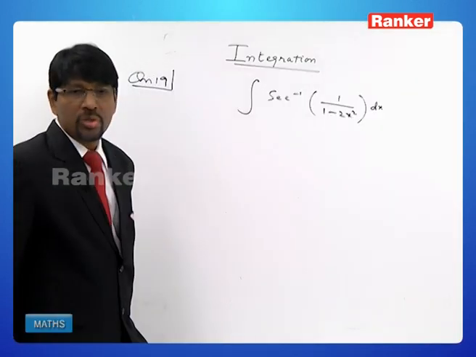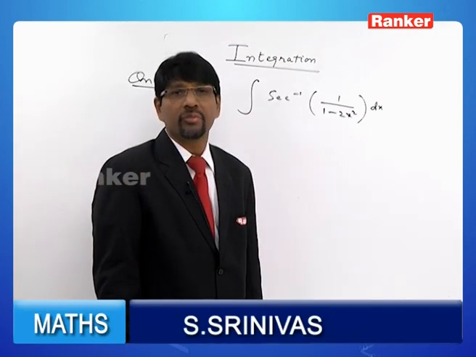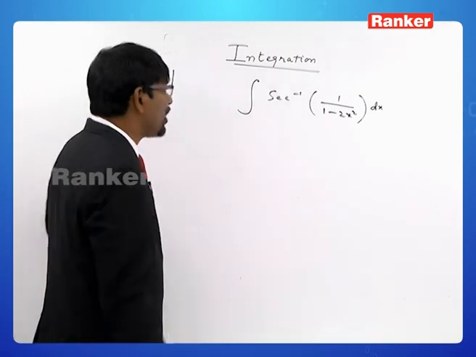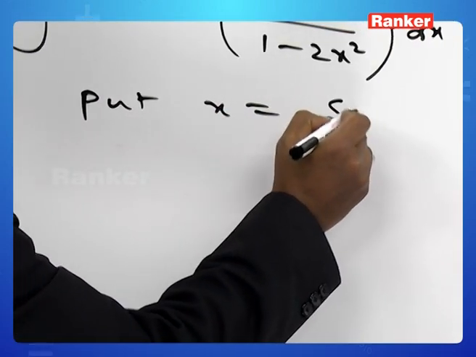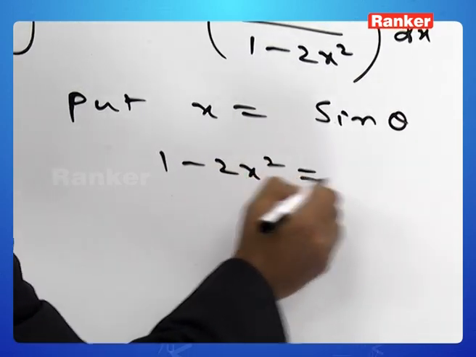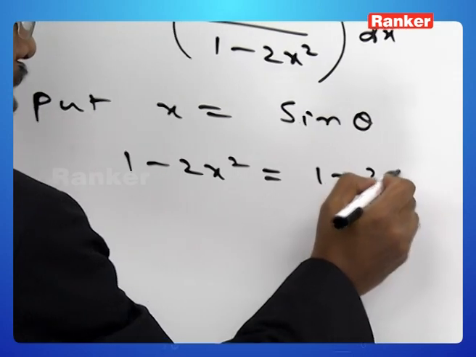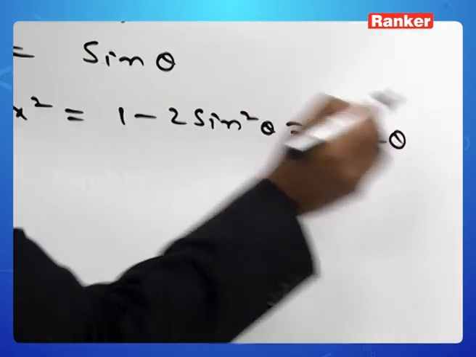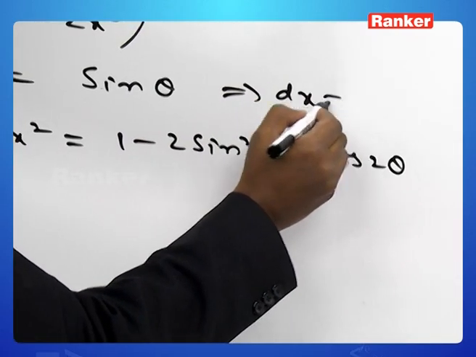If you see, in most of the options there is a sin inverse x term. In fact, in 3 of the options we have a sin inverse x term. How about putting x equal to sin theta? Let's put x equal to sin theta and see. So clearly 1 minus 2x square will become 1 minus 2 sin square theta, and that is cos 2 theta we know. And here again dx is equal to cos theta d theta.